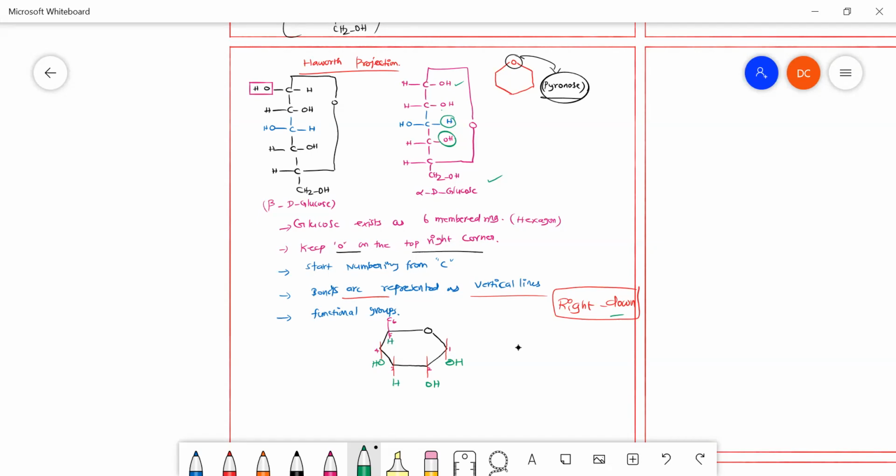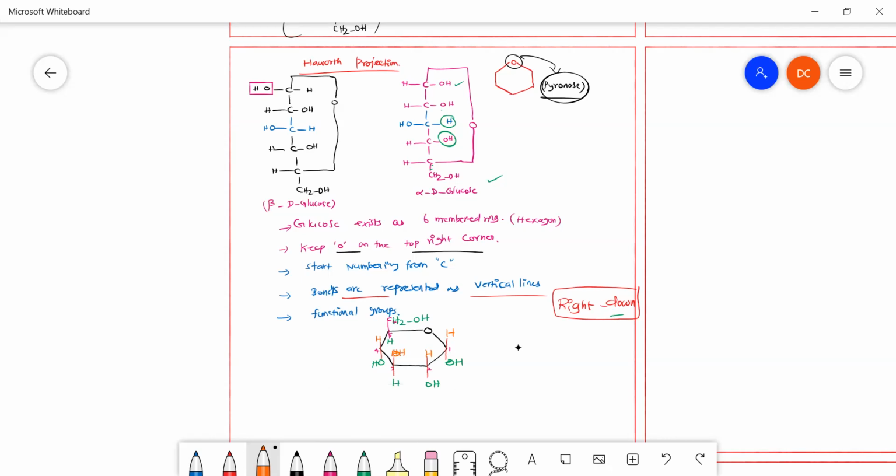What about the fifth carbon? That will be given on the left side, so we write it like this. Then at the fifth carbon we have the O group. So it is a 6-membered ring. Then how to represent the sixth carbon? The sixth carbon will be like this: CH2OH. Is that clear? And the remaining groups, whatever is on the left side, we have to write on top. Here OH, here H, and on the left side we have CH2OH.